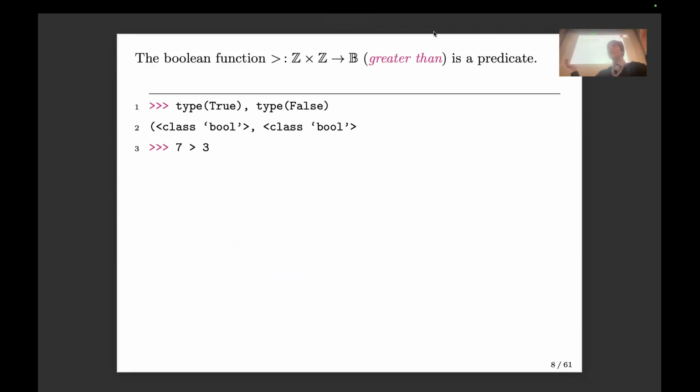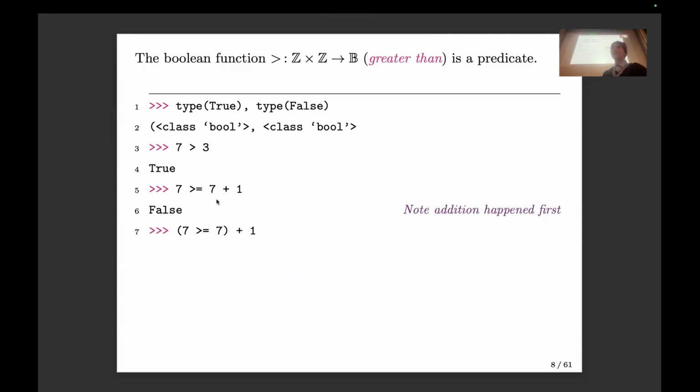And now I can ask, what does 7 greater than 3 evaluate to? True. Okay. Is 7 greater than or equal to 7 plus 1? What did I teach you last week about the order of evaluation of comparison operators? When did they happen? Last, after all arithmetic. So arithmetic happens first. So 7 greater than or equal to 8? False. Okay. What about this one? I now changed the order of operations by putting some brackets around. I'm just trying to see if I remember what we did last week. So this will become, is 7 greater than or equal to 7?